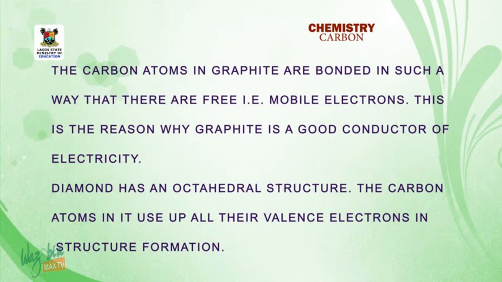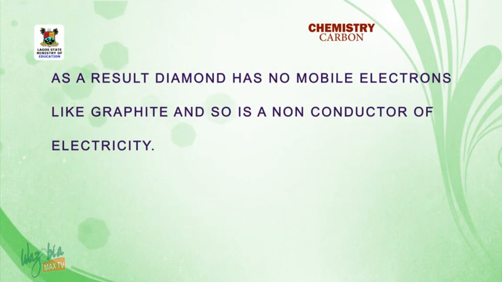Diamond has an octahedral structure. The carbon atoms in it use up all their valence electrons in structure formation. As a result, diamond has no mobile electrons like graphite, and so it is a non-conductor of electricity.